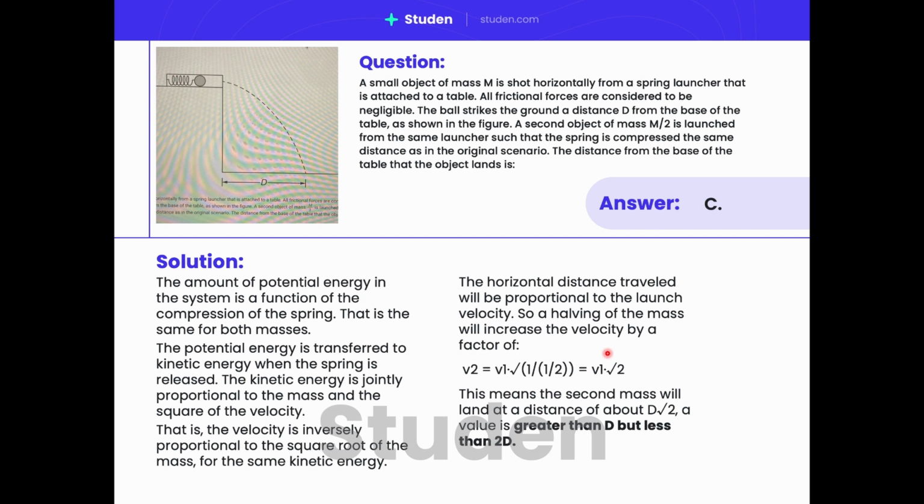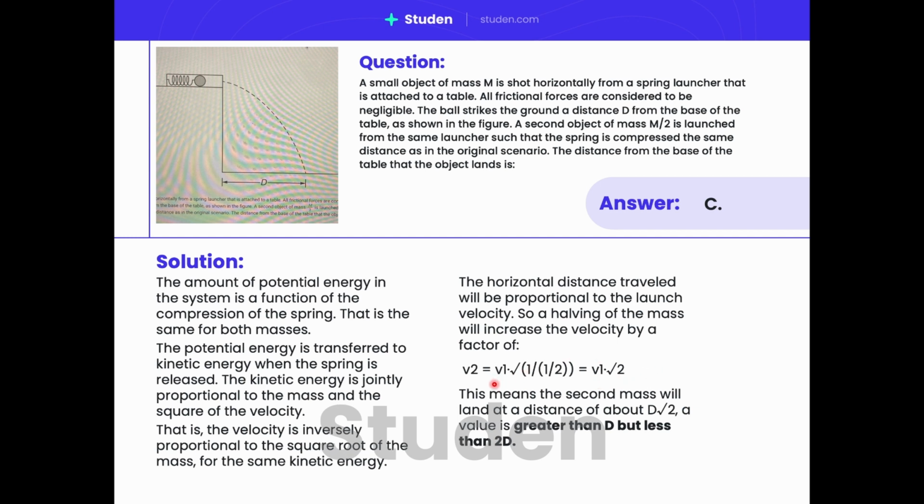So halving the mass will increase the velocity by a factor that is shown here. v2, or the velocity 2, equals v1 multiplied by the root of 1 divided by a half, just a half. So it equals v1 multiplied by the root of 2.